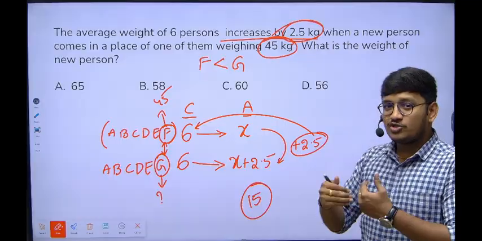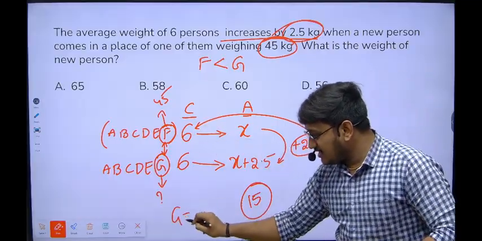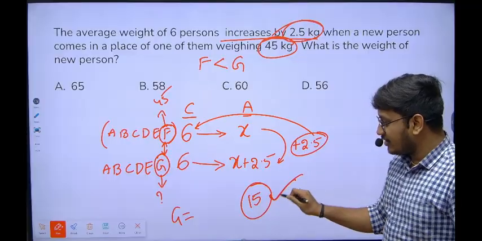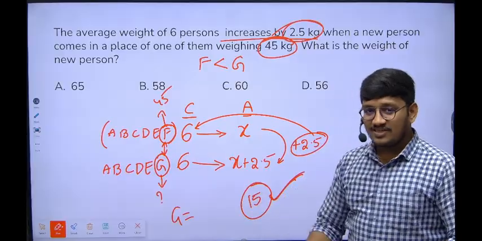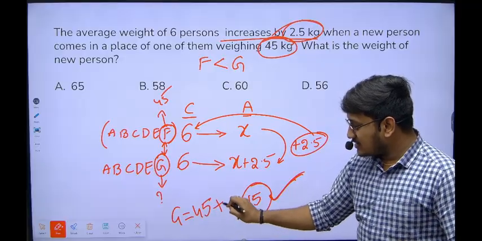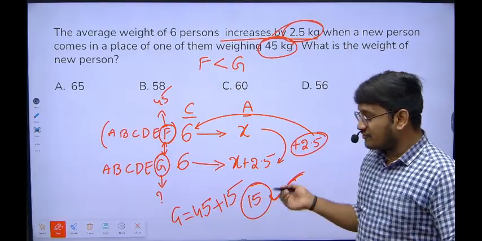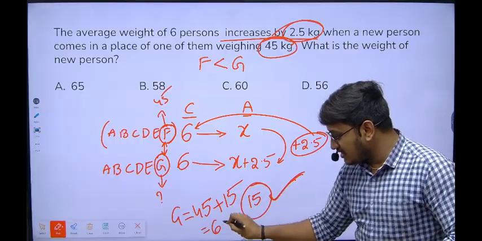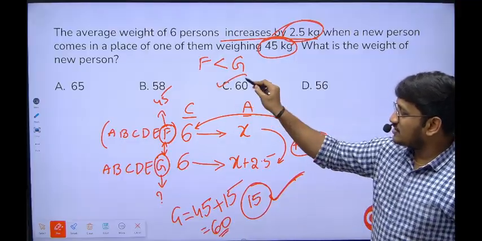Now, how much more than F? We already know that F's weight is 45. Now G's weight is how much more than 45? 15 more than 45, whatever the logic here we got. This indicates the difference between the weights. So F's weight is 45, and G's weight is 45 plus 15, because G's weight is more than 45 by 15. This logic gives you how much more it is. So G's weight, I mean the new person's weight, is 60 kgs. So the answer is option C.